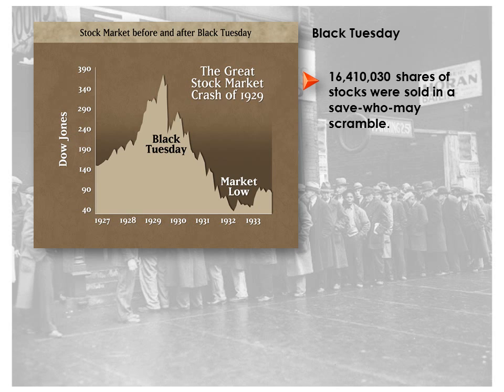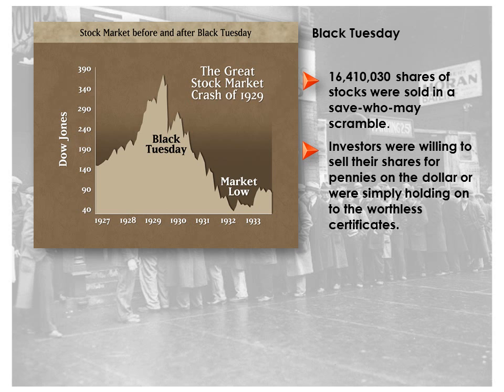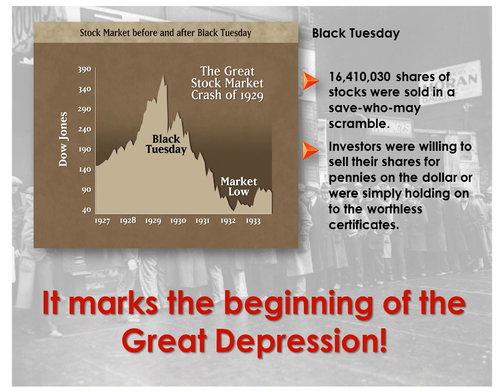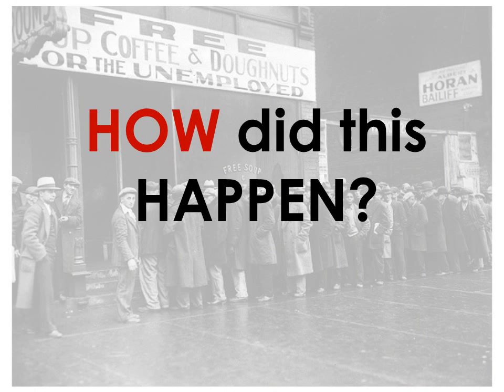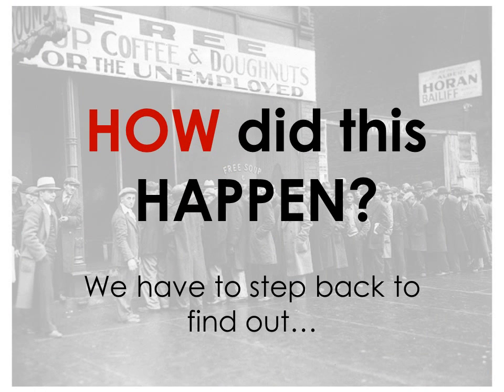You've got 16,410,030 shares of stock sold in a frantic scramble. Investors were willing to sell their shares for pennies on the dollar because they were simply holding on to worthless certificates. This marks the beginning of the Great Depression. But you're asking, wait a minute, I don't get it. How did it happen? How do we suddenly have a Great Depression? To answer that question, we've got to step back into the 1920s and find out.